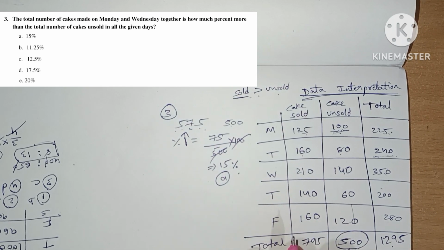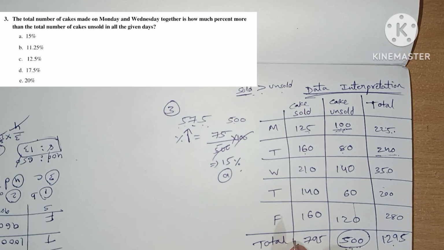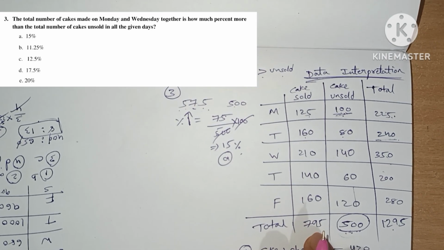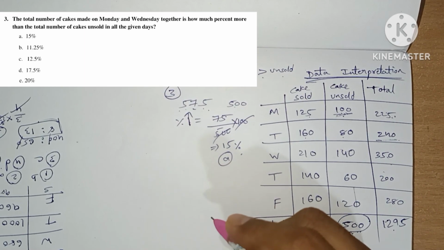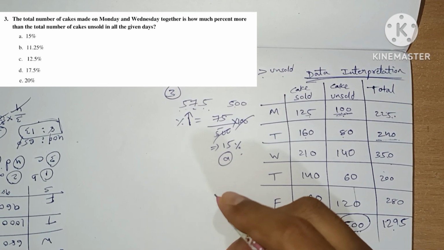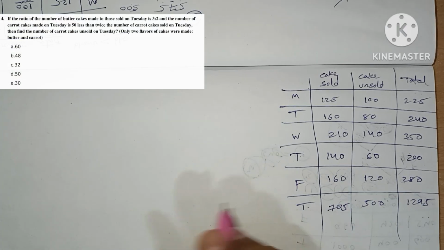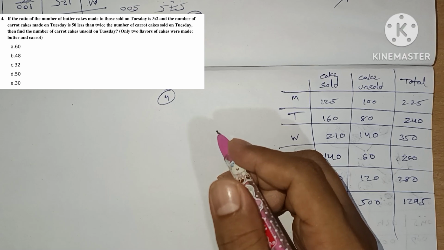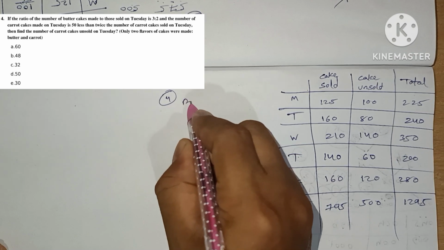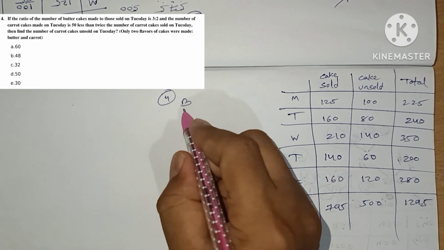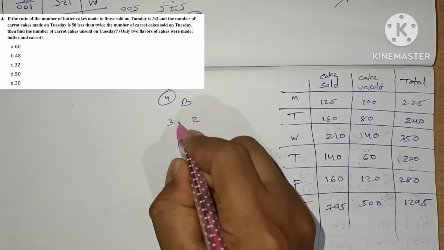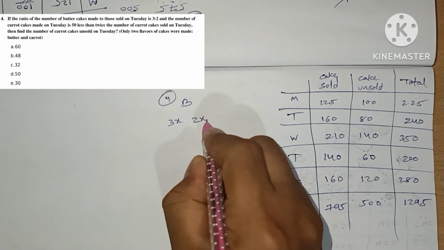Now we are going to see question number 4. Here it says that the ratio of the number of butter cakes made to those sold on Tuesday is 3:2. So butter cakes total made and sold are given in the ratio of 3:2. So let's assume them as 3x and 2x.